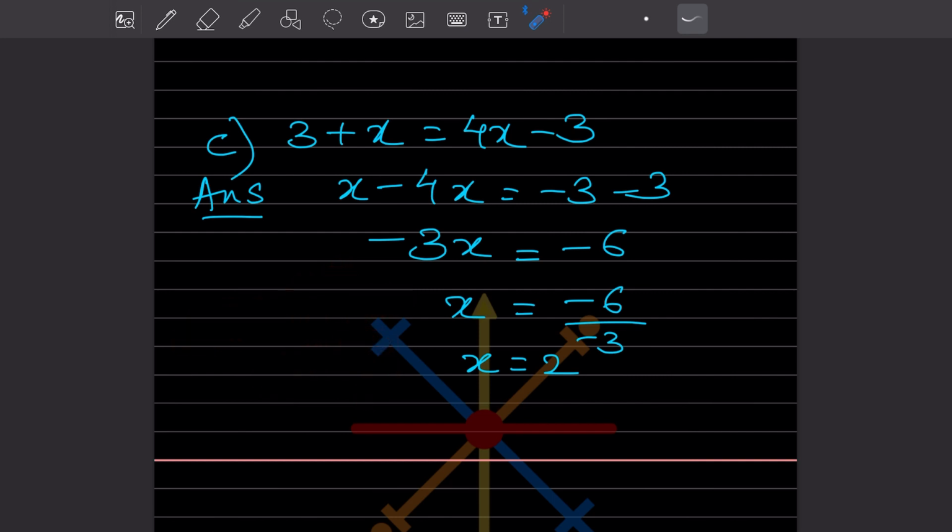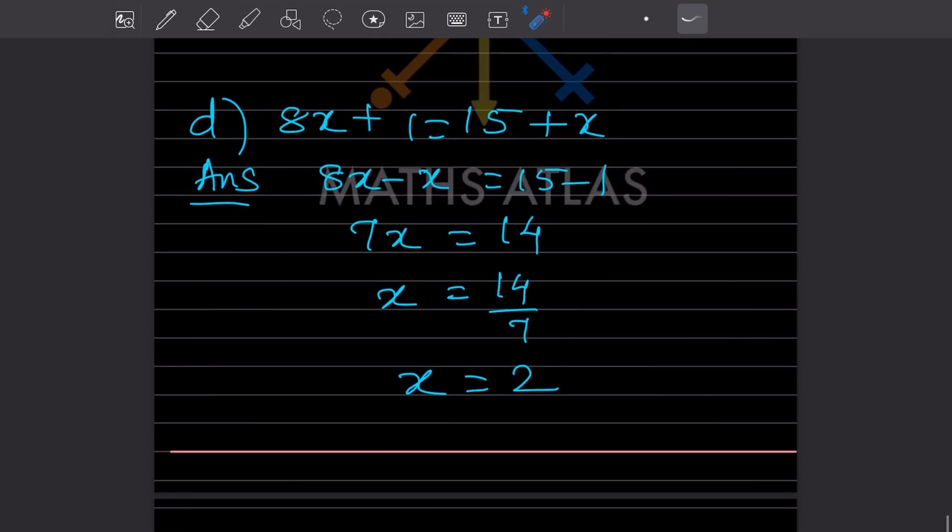Hope that is clear. Now look at the next problem. Here it says 8x and here plus x becomes minus x. This is 15 and plus 1 will be minus 1. So here is 1. So this is going to be 8 minus 1 will be 7. Here is going to be 14. So x is going to be, here is multiplication. It is going to get divided. 7 ones are 7, 7 twos are 14. So x is 2.